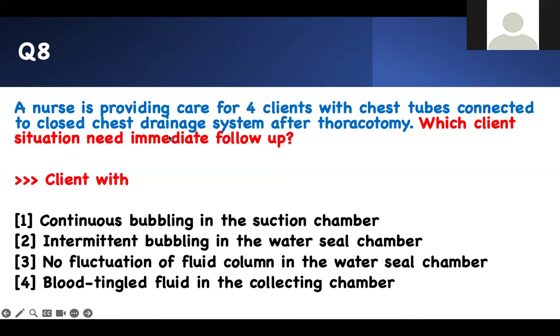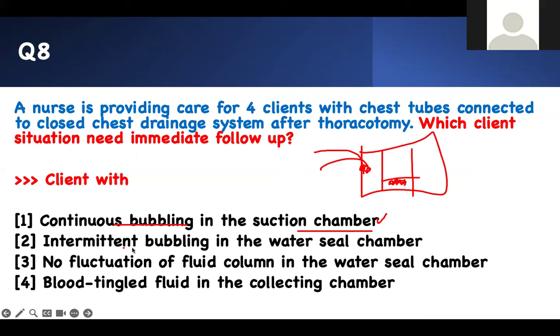And this is providing care for 4 clients with chest tube connected to closed chest drainage system after thoracotomy. They all have chest tube, right? Which client situation needs immediate follow-up? You have to know the chest tube and its function and what you should expect in each of the chambers. Continuous bubbling in the suction chamber. Yes, I'm bringing suction in it. As you see, continuous bubbling. Intermittent bubbling in the water seal. Yes, you get small intermittent bubbling. It's not continuous, it's intermittent in the water seal. That's fine.